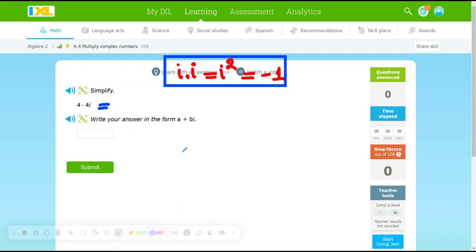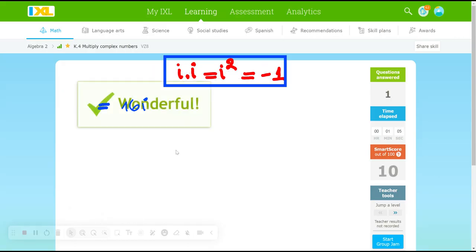Okay, so here we go. Now you multiply 4 times 4i. 4 times 4 is 16, and then you have only i, so 16i. Done. Okay, so I put 16i. Nothing fancy, straightforward. Voila, done.